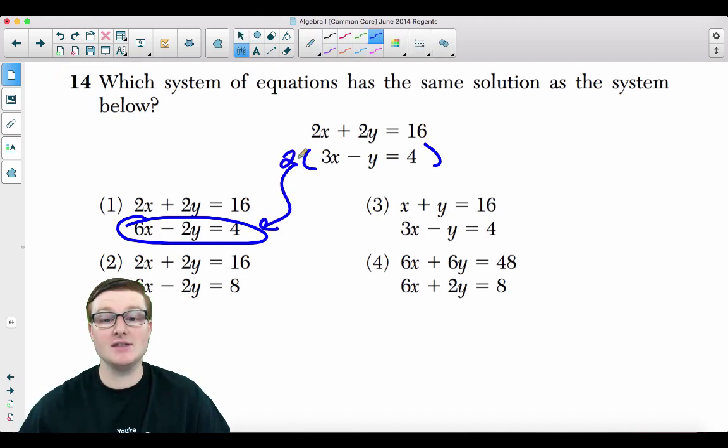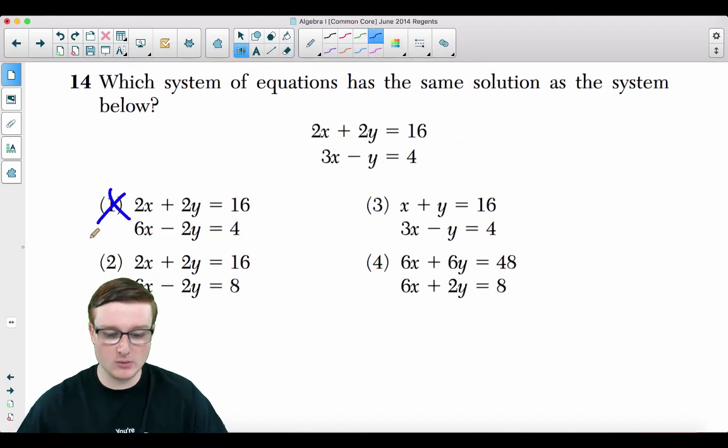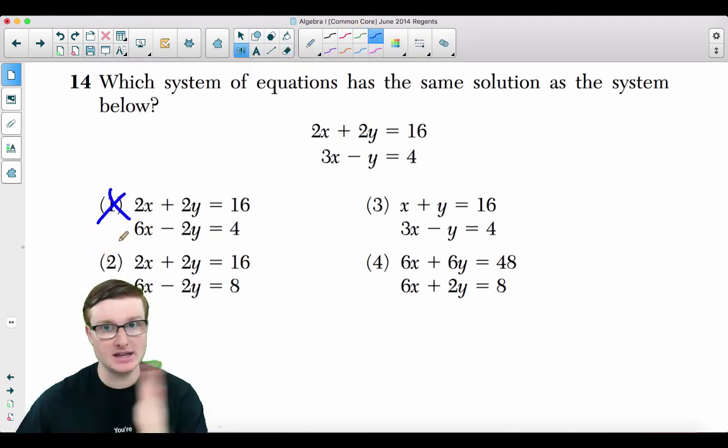If you multiply this by 2, you're going to get 6x minus 2y, because if you distribute that 2, 2 times 3 is 6x, 2 times negative y is negative 2y, and 2 times 4 gives you 8. Oh, wait a minute. That should be an 8. So that's why choice 1 is incorrect. You see where I'm going with this so far? You have to make sure that when you're multiplying, everything is multiplied.